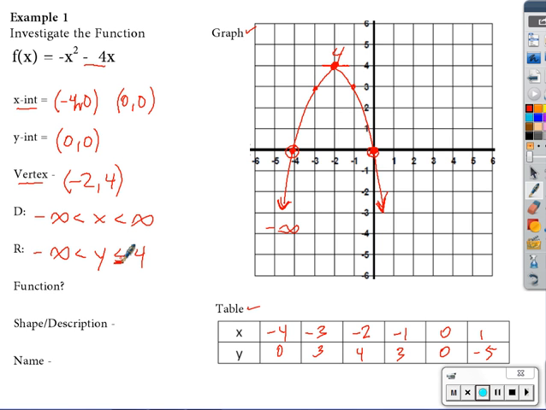Is it a function? Does it pass the vertical line test? And that will be yes. A hint for that, if your calculator graphs it, it will always be a function. What is its shape? It is a U shape. Okay, you could say it's upside down if you wanted to. And this is called a parabola. It's from the quadratic family. Okay, so there's the first investigating a function that you'll see.